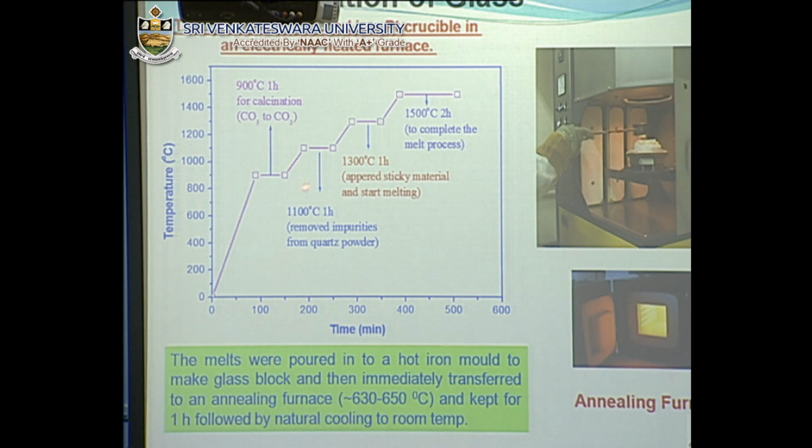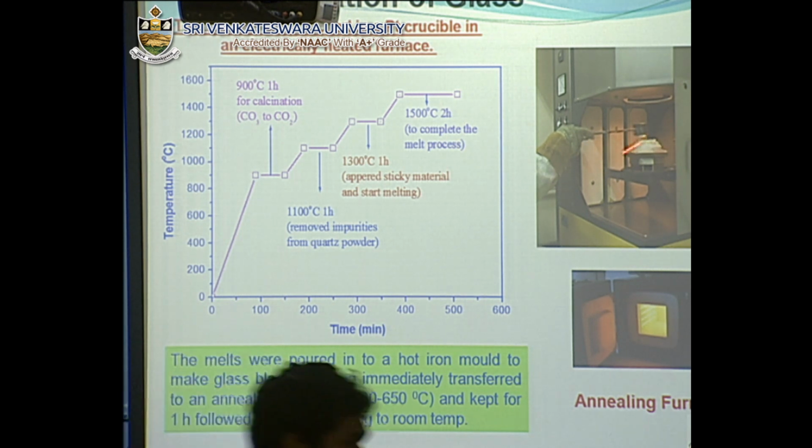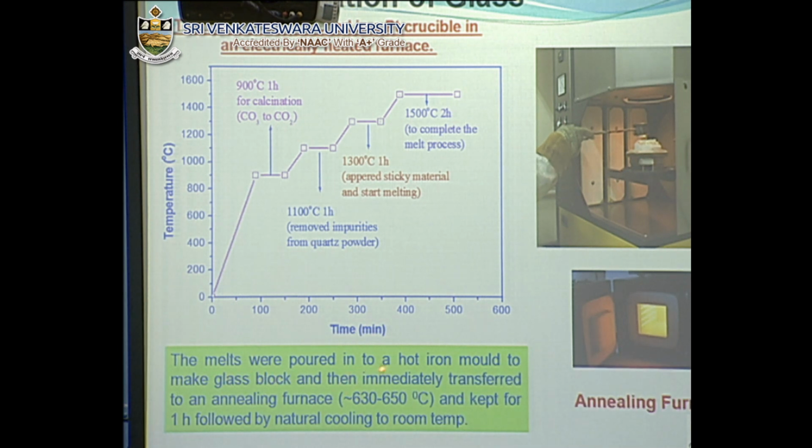And then again we increase the temperature up to 1100 degrees centigrade, where all the impurities are removed, and then up to 1300 degrees centigrade, where the sticky material appears and starts melting. And finally, we raised it to 1500 degrees centigrade, where we kept the materials for 2 hours to complete the melting process. Once the melting process is over, we remove this platinum rhodium crucible from the high temperature furnace and pour the melt into the hot iron mold to make the glass blocks.